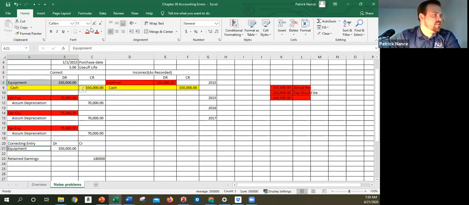So now all I'm missing is 200,000. And this obviously was the green part, and that would be my correcting entry for a correction of error on depreciation. And I think that is it for chapter 20.